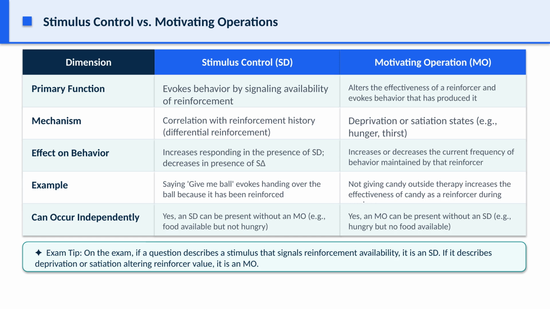In contrast, motivating operations, MOs, alter the effectiveness of a reinforcer and evoke behavior that has previously produced it, such as food deprivation, making candy more reinforcing during therapy. Notice the SD's function depends on correlation with reinforcement history, while MOs rely on deprivation or satiation states. Crucially, these can operate independently. An SD can be present without an MO, e.g., food available but not hungry, and an MO can exist without an SD, e.g., hungry but no food present.